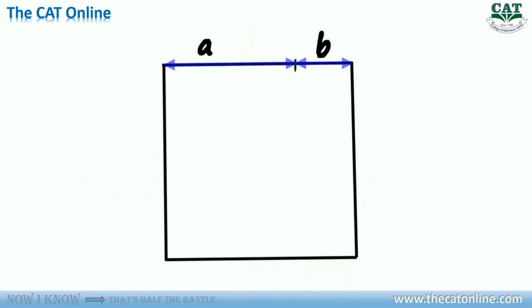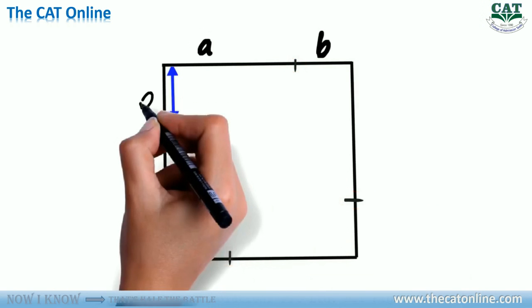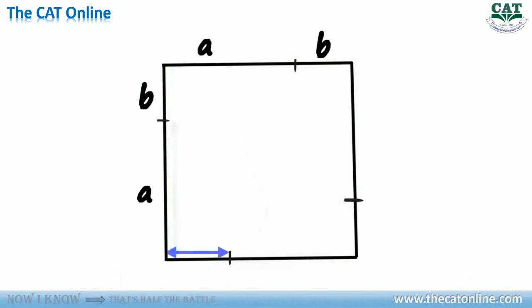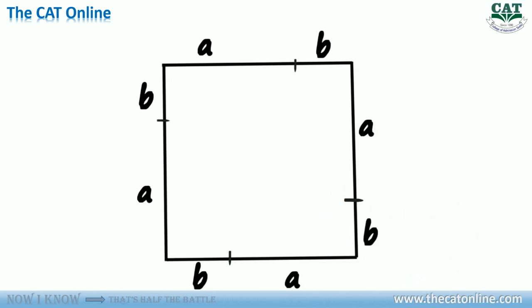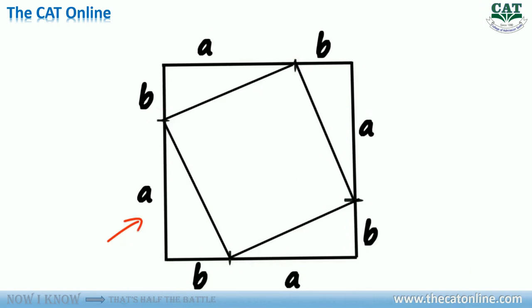Now we try to make the same division on each segment. We mark points here, here and here. The points should be marked such that this length is B, this length is A, this is B, this is A, and these two lengths are also equal to B and A. We can see that we have 4 points, one on each side. This time, we join the adjacent points. If you draw this on a piece of paper, you will notice that the figure formed inside is a square.